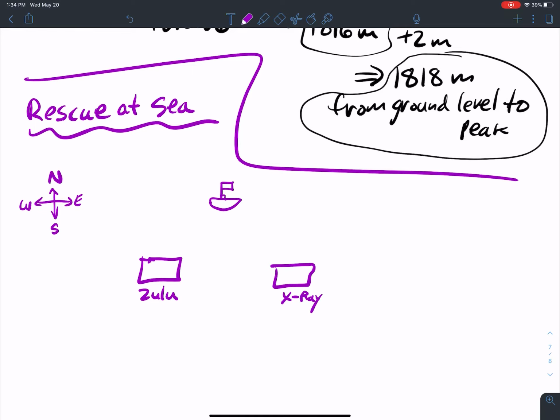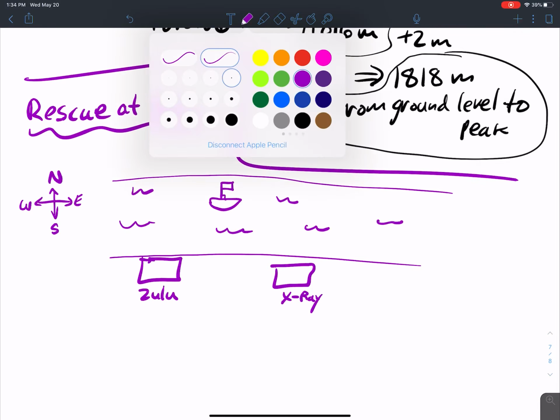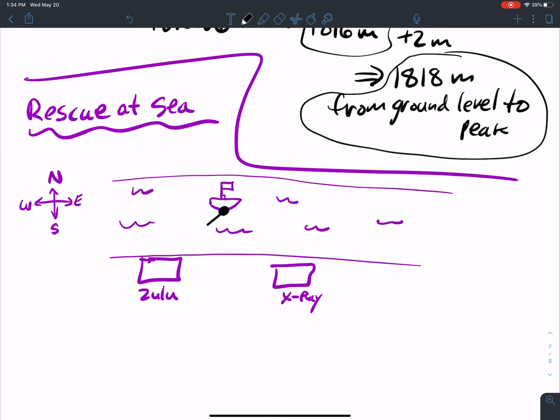So, here's the ocean. Look at all that purple water. So what are we doing? We're going from here to here to here. Now, the distance between Zulu and the station, or the X-ray station, is 120 miles.